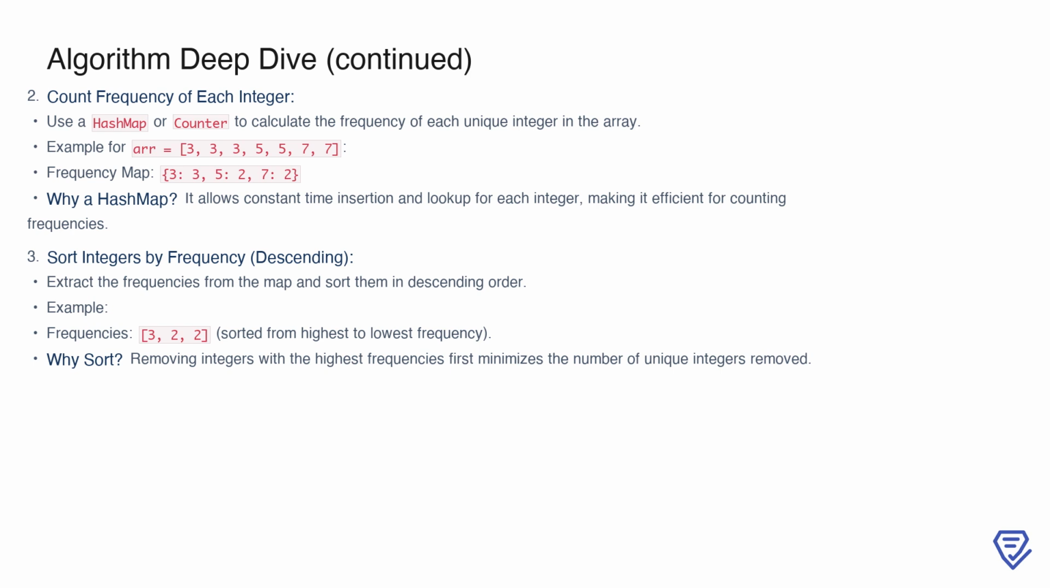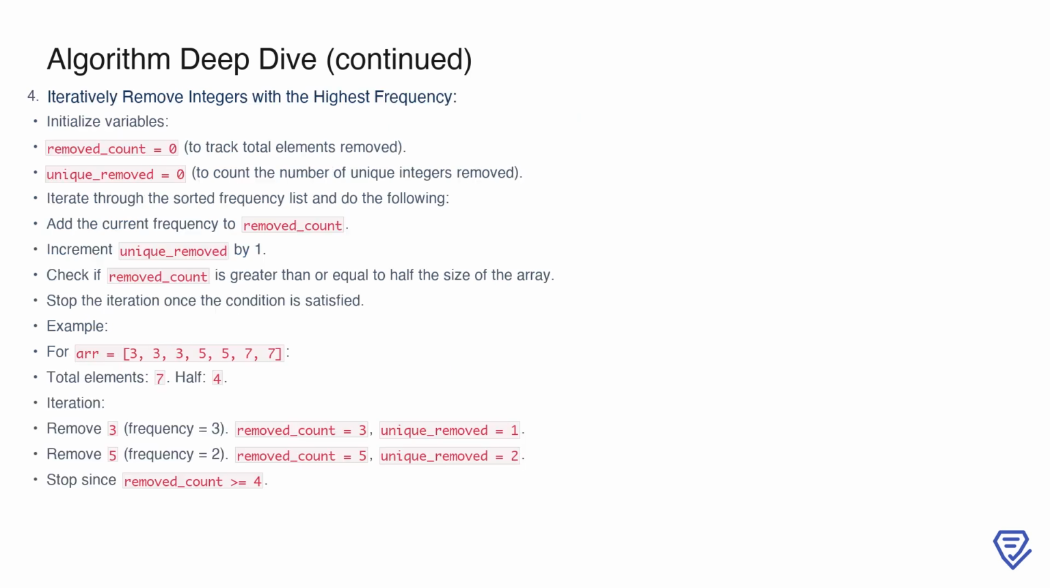The next step is to sort these frequencies in descending order. By sorting, we can prioritize removing the numbers that appear most frequently first, which is the optimal strategy. For this example, the sorted frequencies would be 3, 2, 2. Sorting ensures that we address the most impactful numbers first, minimizing the total number of unique integers needed to achieve our goal.